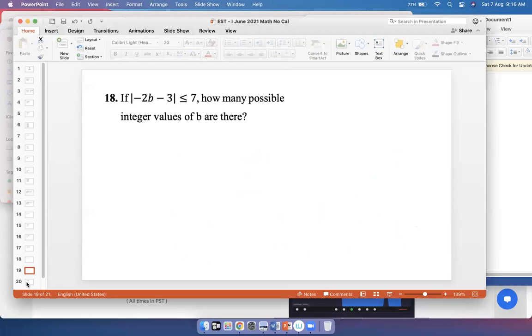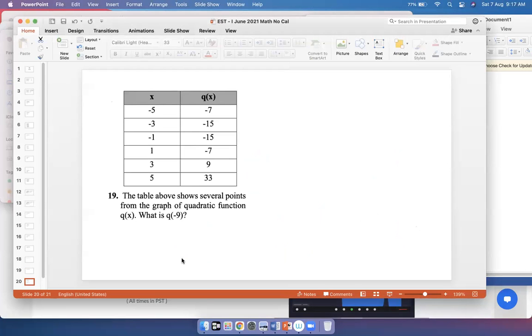19. The table above shows several points from the graph of quadratic function q of x. What is q of negative 9? Okay. So you can see that q of negative 3 and q of negative 1 are the same. And so if we try and draw this, how will it look?